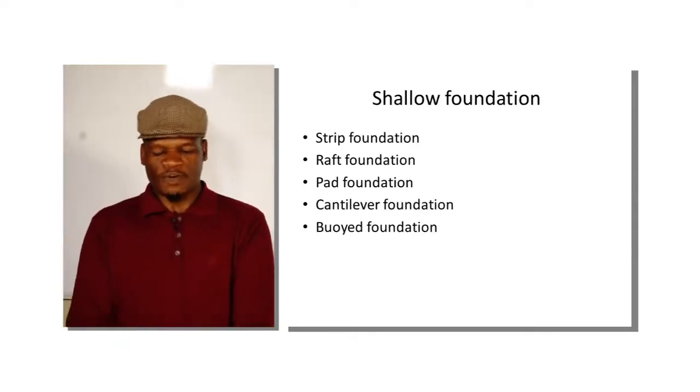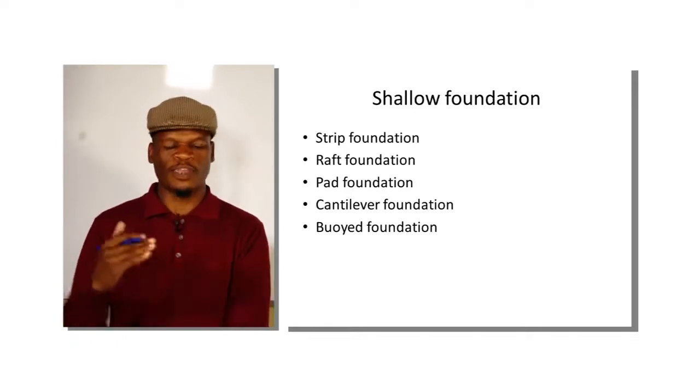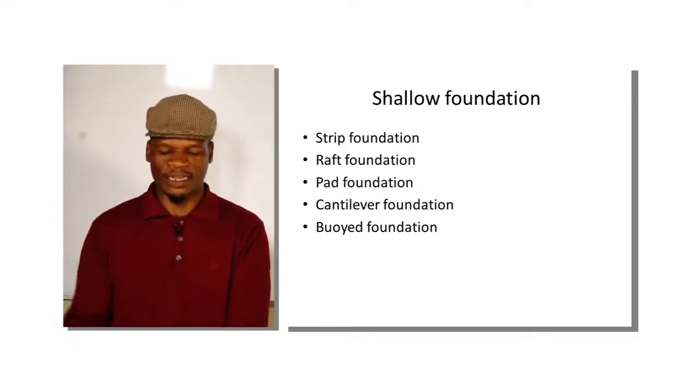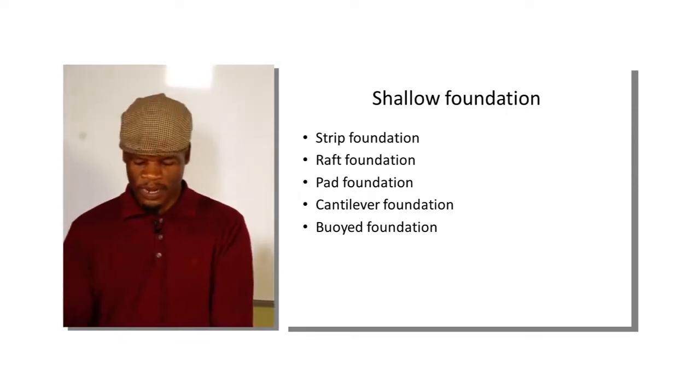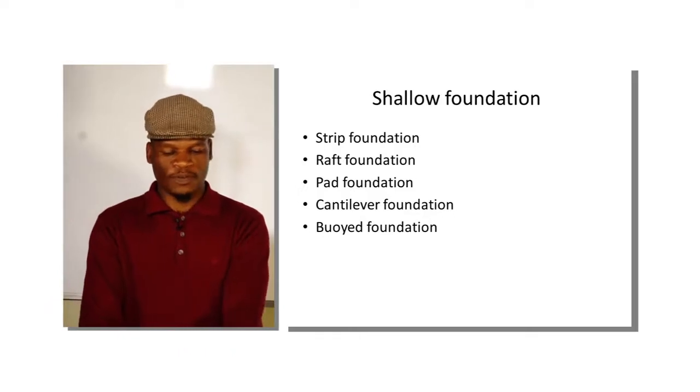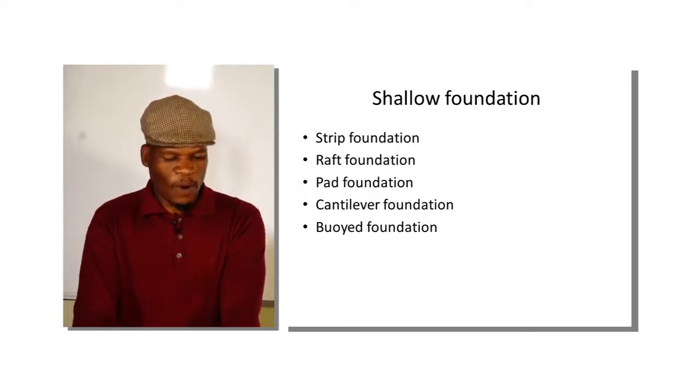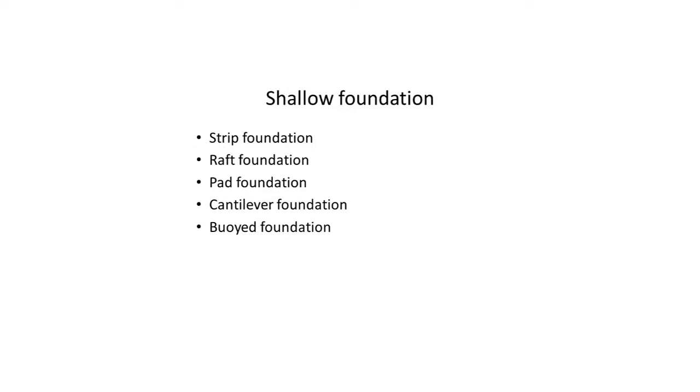So those types of shallow foundation, as we have indicated, are the ones where you can cut or dig the ground using your own hands without any equipment. There are 5 types of shallow foundation. Number one is your strip foundation. Then you have your raft foundation, your pad foundation, your cantilever foundation, and lastly your buoyed foundation. I'll show you exactly how they look in reality so that you can relate when it comes to your exam.